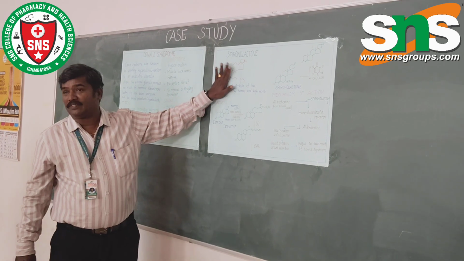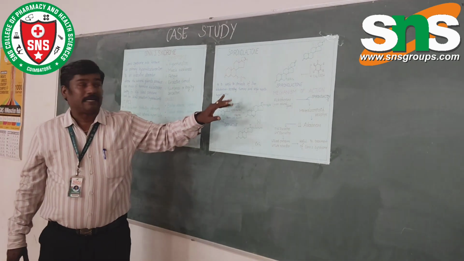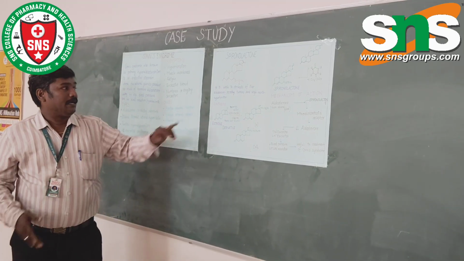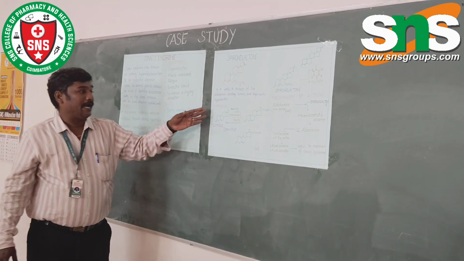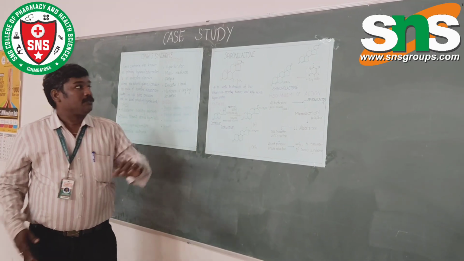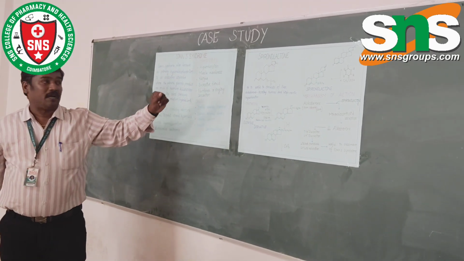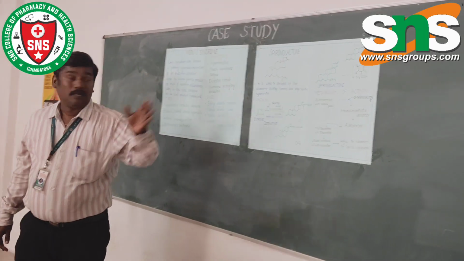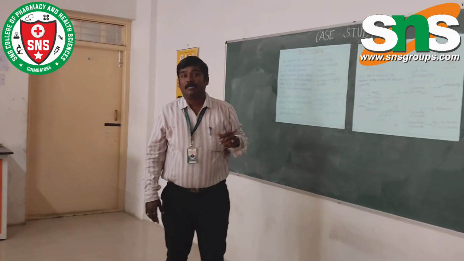So what is the use of this? Apart from Conn syndrome, it is used for the treatment of cirrhosis of liver, aldosterone secreting tumors as well as high renin hypertension. So this is about Conn syndrome and the drug used for its treatment, spironolactone.